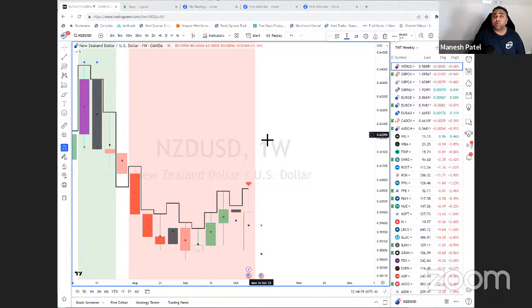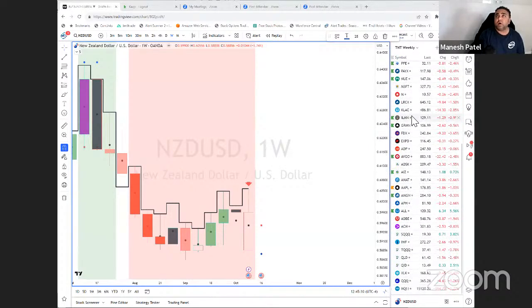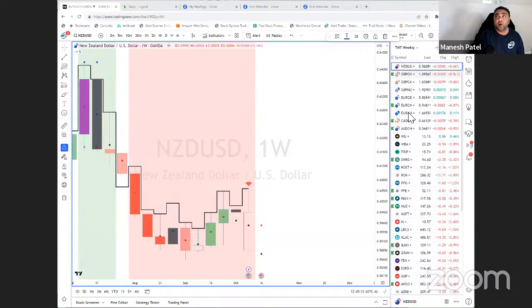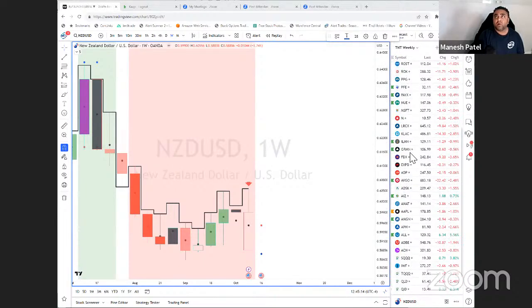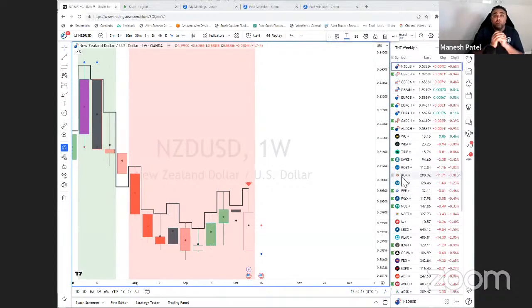So here's this week's opportunities. These are TNTs that were printed last week. It tells us exactly what to trade this week. If you look at my watch list over here, these are all the opportunities for currencies, stocks and futures. That's it. Out of this huge universe of instruments, this is all we have, okay?